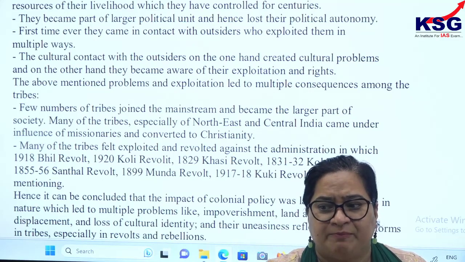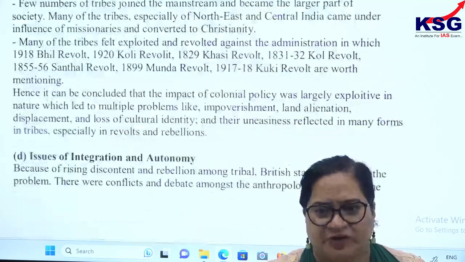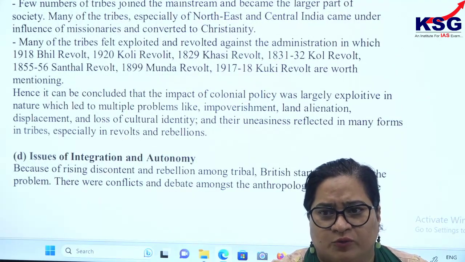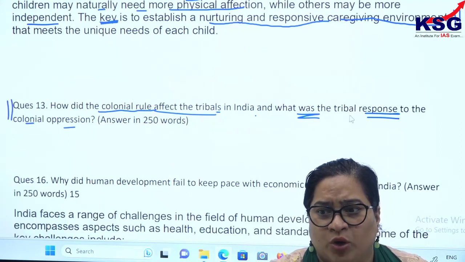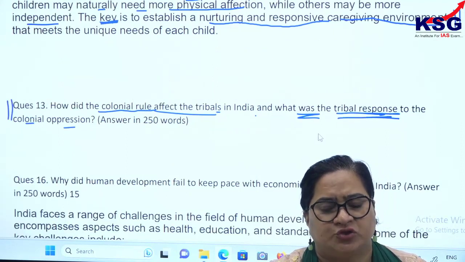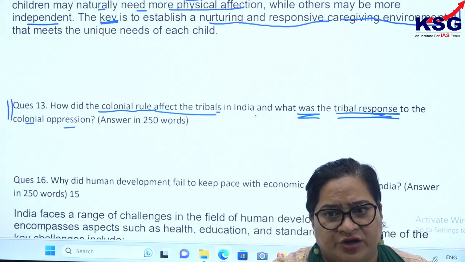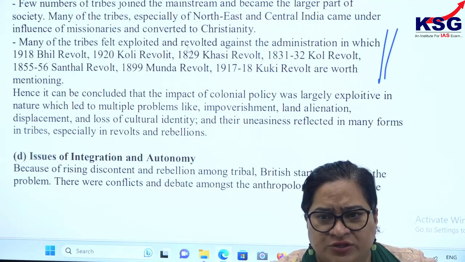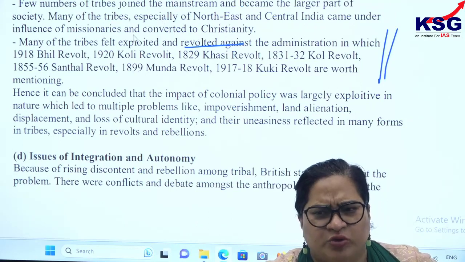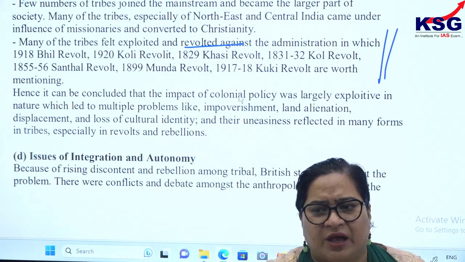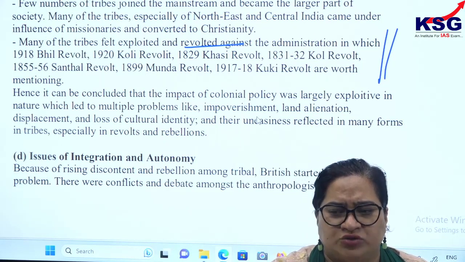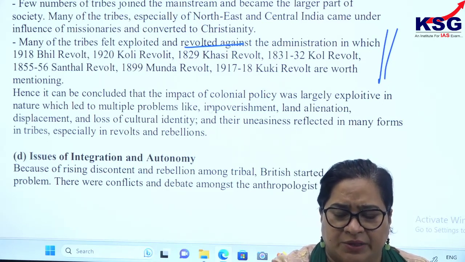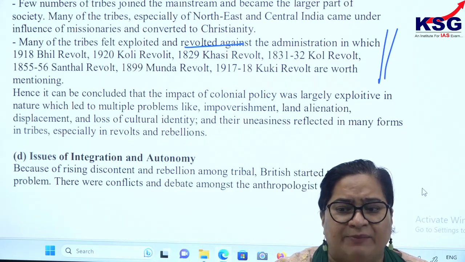Then what is the impact of it? That is the second part of it. So what is the impact due to it? If you notice the question, the question asks, what was the tribal response to colonial oppression? So in tribal response, you can just notice all these different types of revolts, okay? Enlist a few revolts, the important ones. After that, you can also talk about the tribal response because of all this. Revolts and rebellion was also happening.